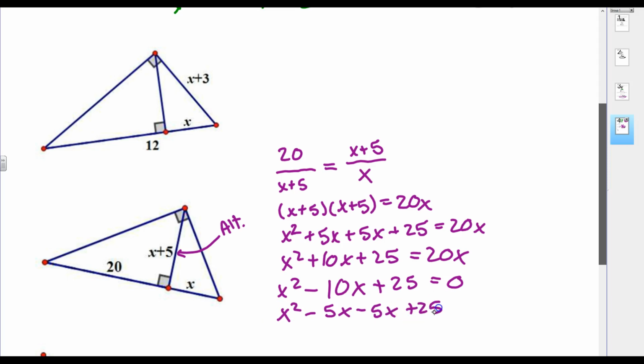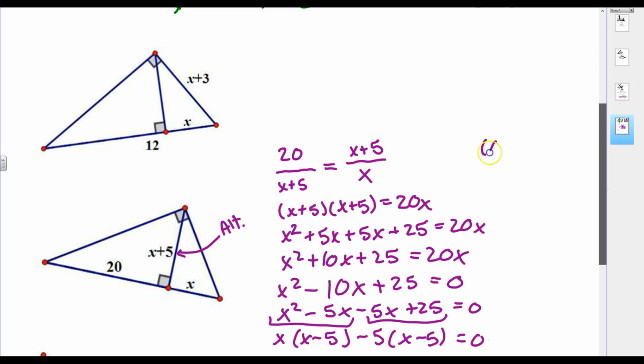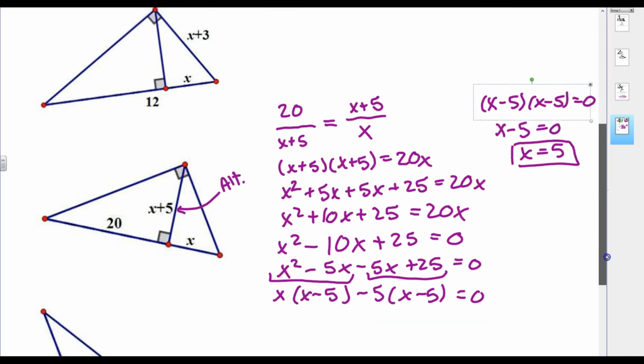minus 5x plus 25 equals 0. Group your first two terms and your last two terms. So I take out an x here to get x minus 5. Take out a minus 5 here to get x minus 5 again. This is really similar to the last problem. So this becomes x minus 5 times x minus 5 equals 0. They're the same terms, so when I set it equal to 0, I get that x equals 5. And that's my answer.